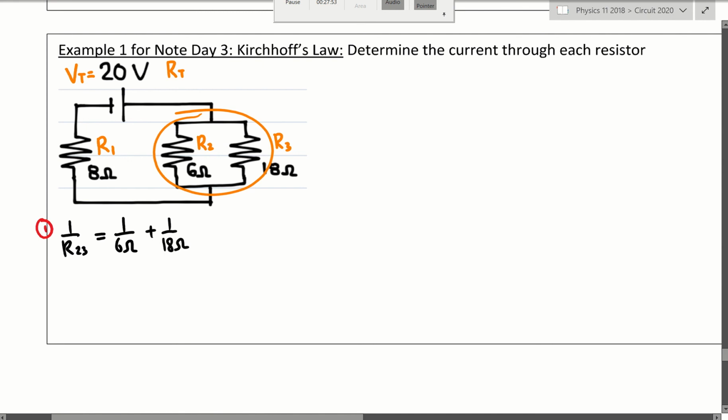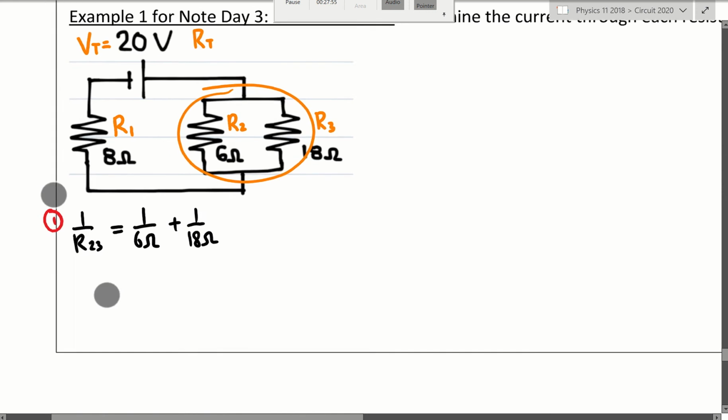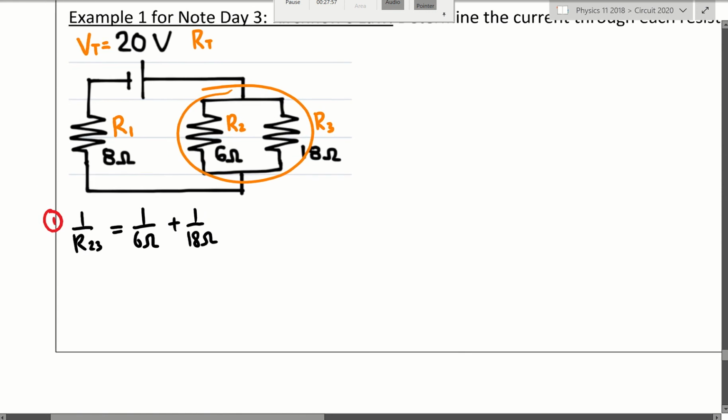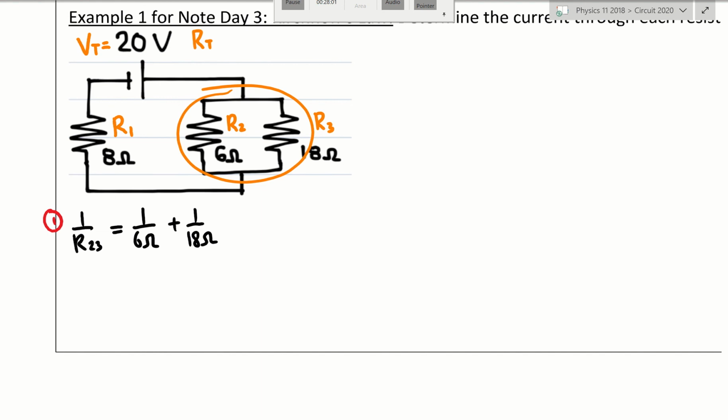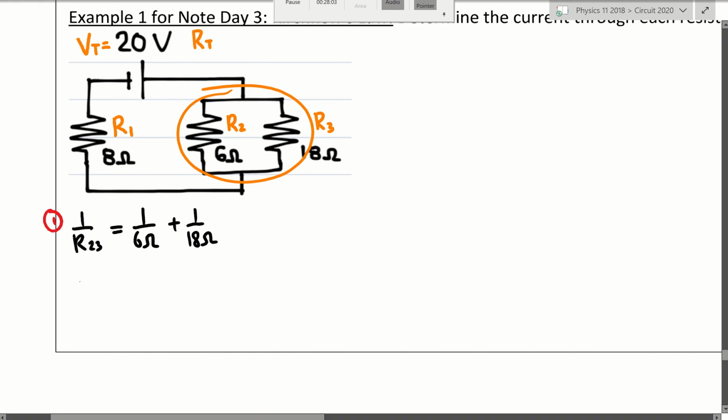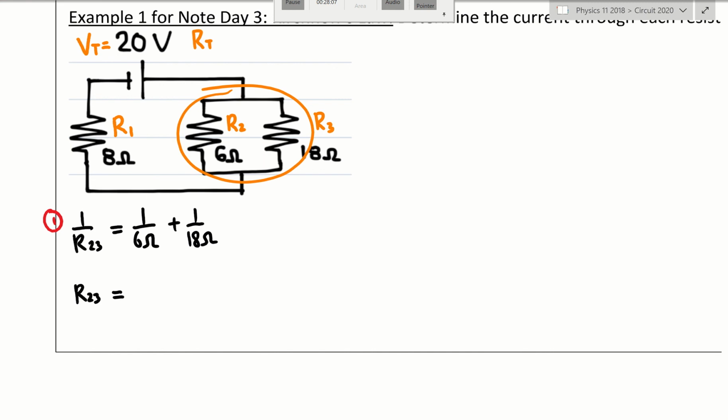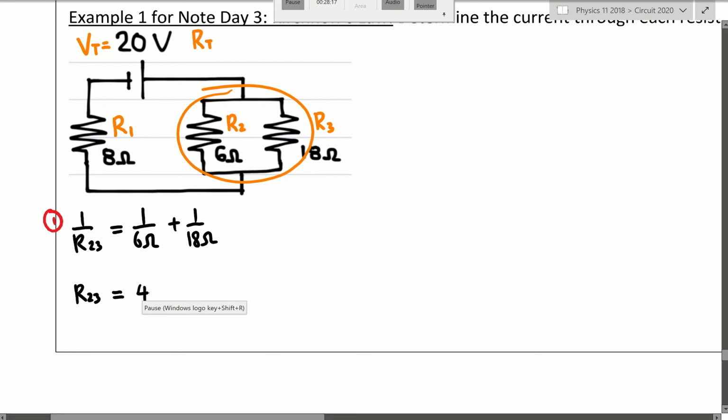I'm trying to save time here, so I'm not going to write down R2 and R3, just the numbers. There we go, right? And then we will have to calculate what that final number is. So R23 is equal to, I will just do it on my calculator. One second. R23 works out to be exactly 4.5 ohms.